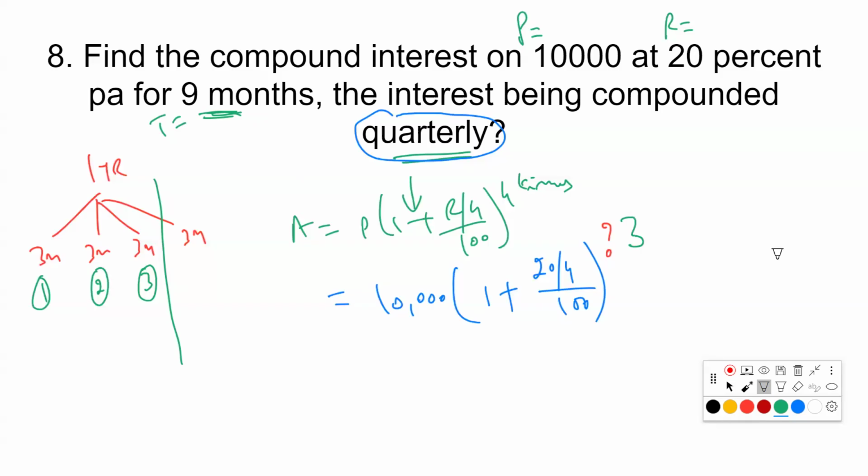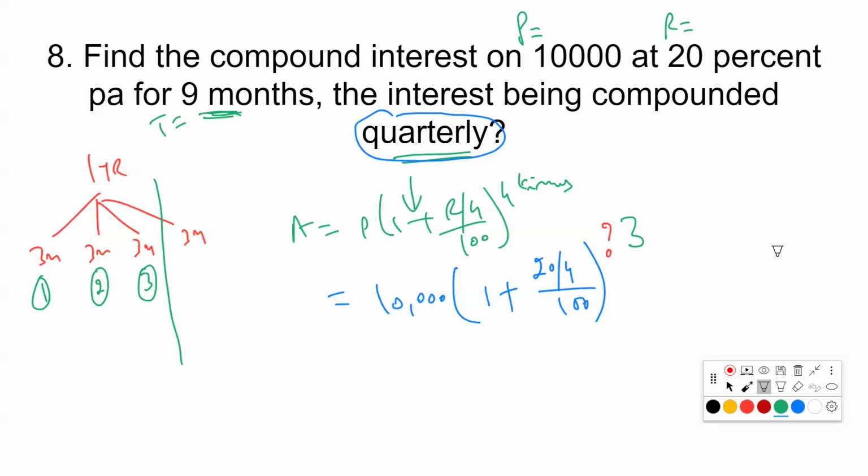Number of times it is being applied. Even though it is quarterly, by default, it will not be 4 times. Depending on the time, I need to apply. So 9 months means 3 quarters.